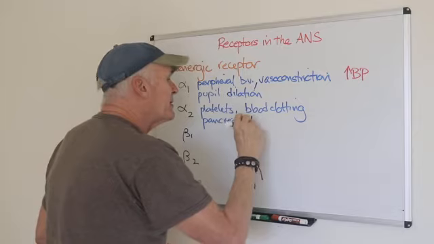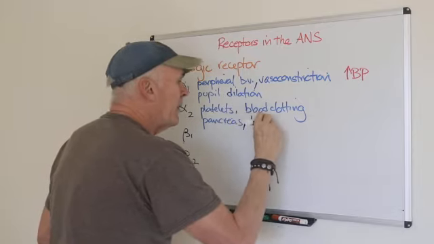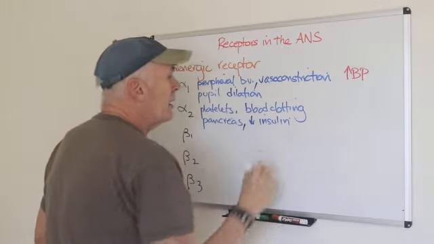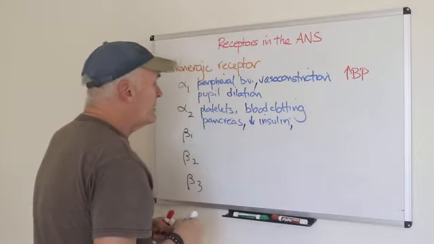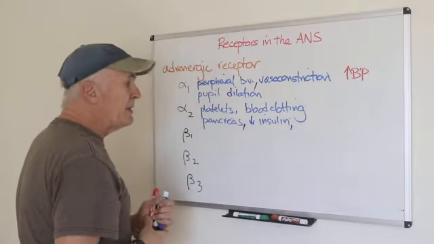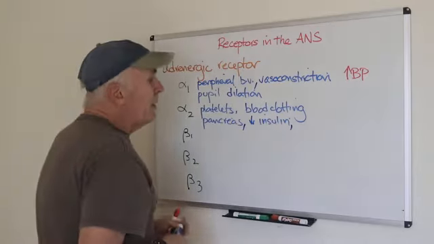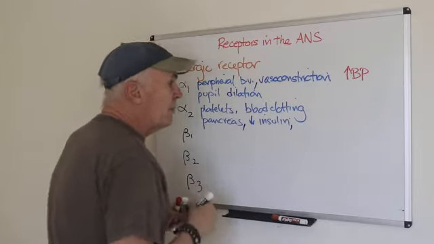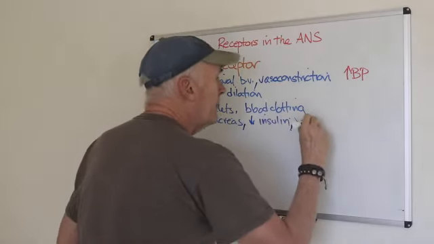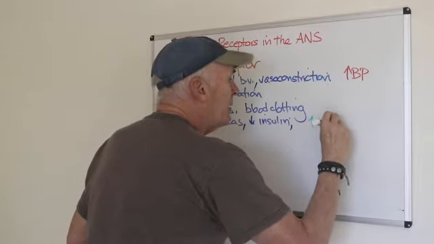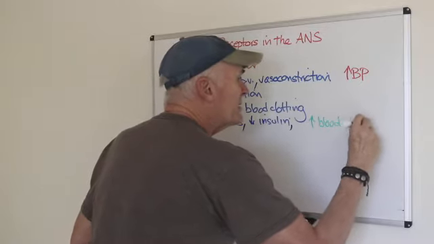It decreases the secretion of insulin. Right? Insulin is what takes glucose out of your blood. So what happens when we inhibit insulin? Well, that means that we increase blood glucose. All right? And why would we want to increase blood glucose in a crisis?